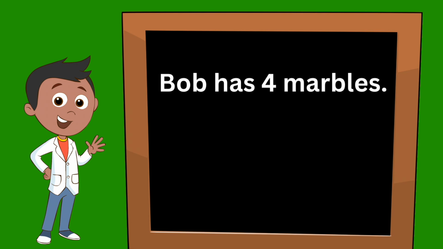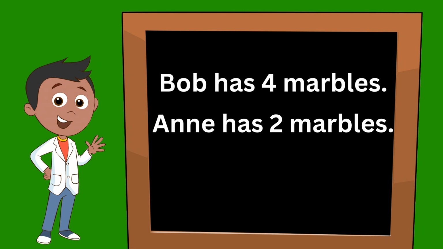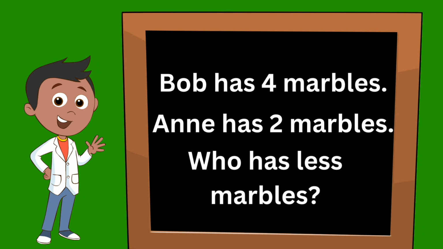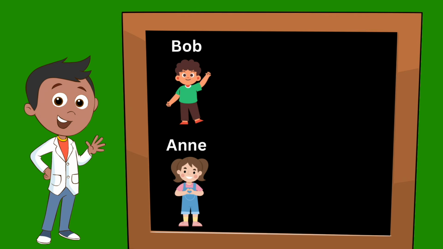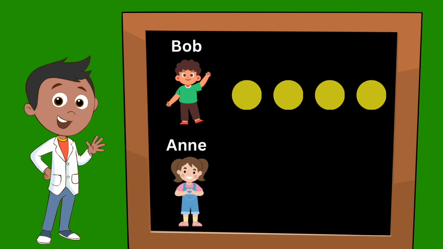This time, Bob has 4 marbles. Anne has 2 marbles. Who has less marbles? Let's bring back Bob and Ann. There they are. Now let's remember, our equation said Bob has 4 marbles. And then it said that Ann has 2 marbles. So we drew 4 circles for Bob and 2 circles for Ann.